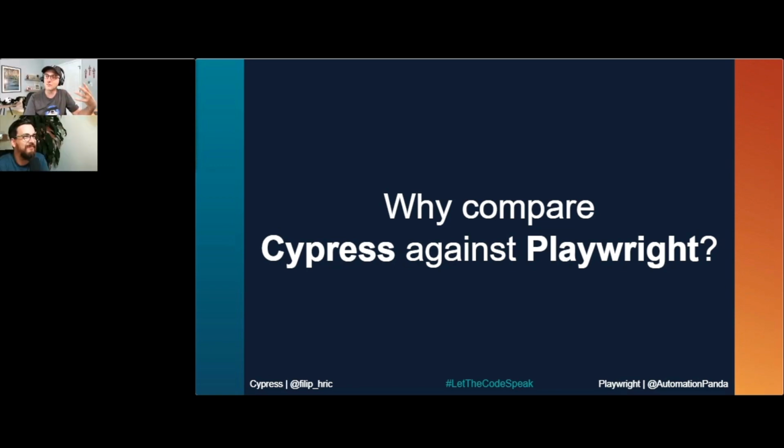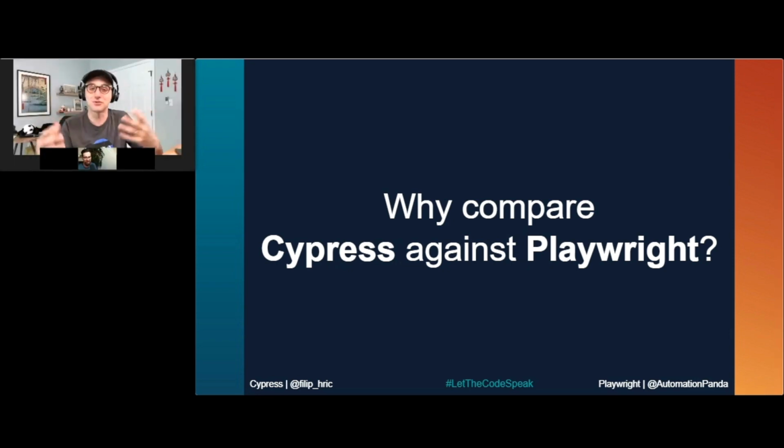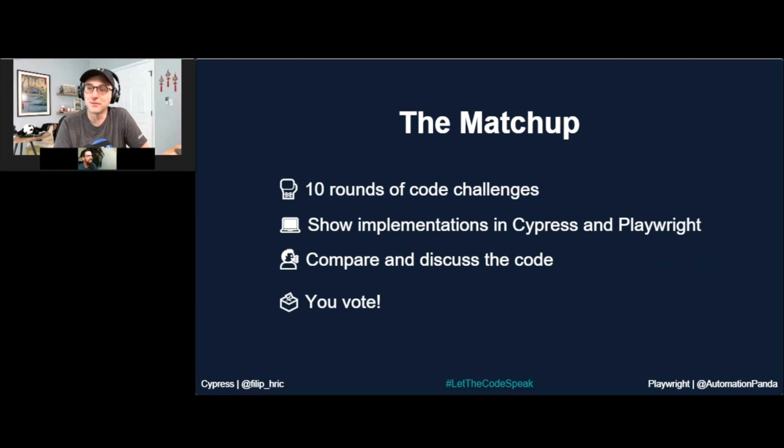Cypress kind of hit the market first a couple years ago, is very JavaScript-centric, very focused on the front-end developer, whereas Playwright is focusing on other aspects, things like speed, things like other languages, things like traceability. And so we thought the best way to compare these tools would be a head-to-head matchup, which is what we're going to do today. So let's look at the rules for the matchup that Filip and I are going to be facing off in.